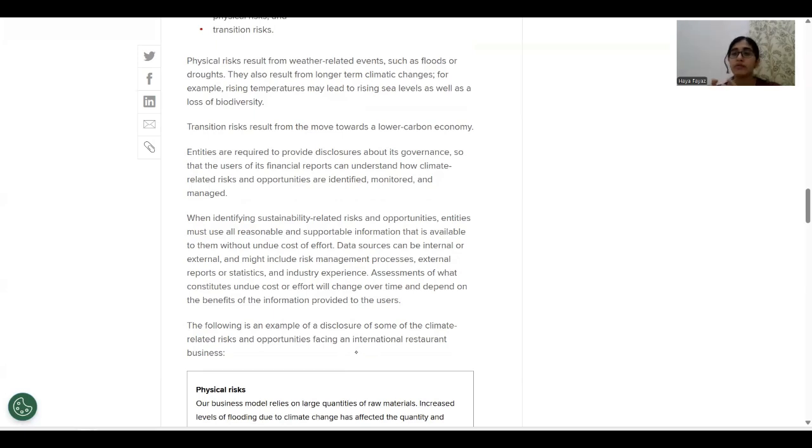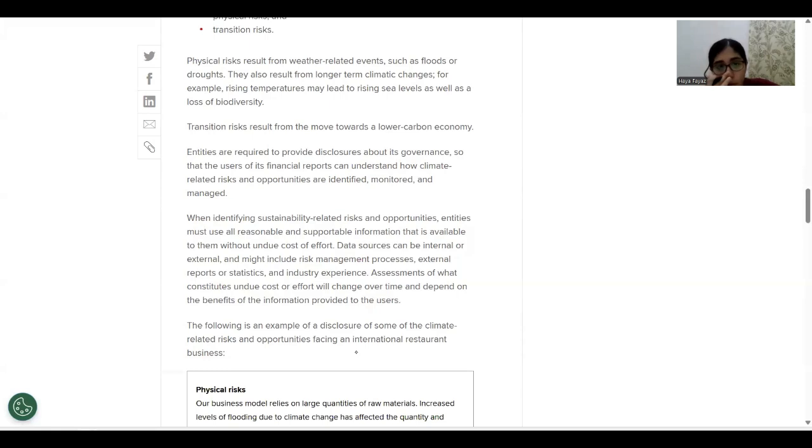So physical is probably an event that has taken place, an unfortunate event which is not under our control, right? However, transition is more about how we are transitioning to a better, sustainable economy. We are taking measures to improve green energy, using electric vehicles and so on.